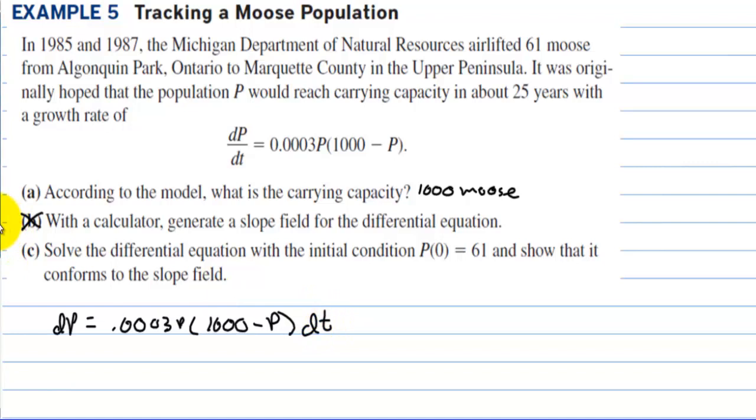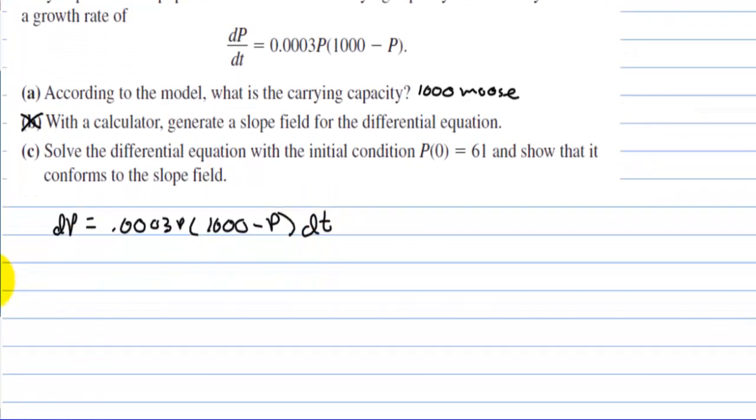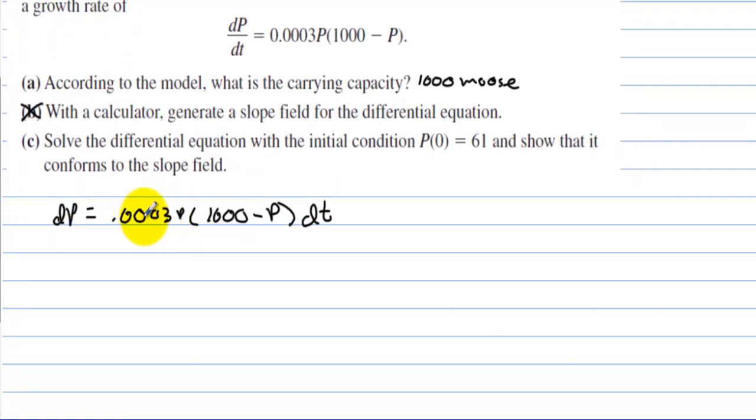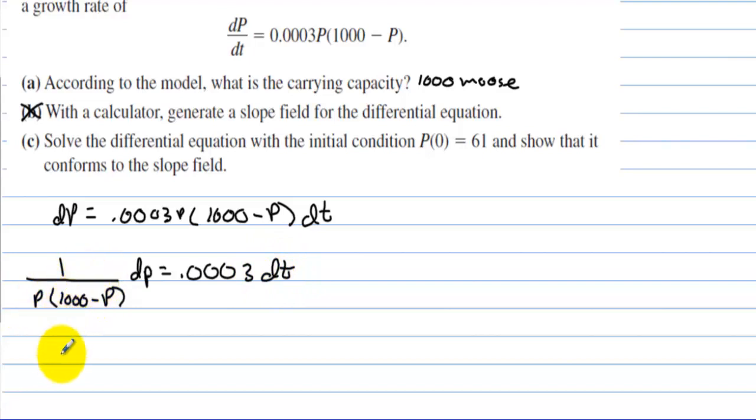We'll multiply the dt over. Now let's get the P's with the dP. We'll leave the constant on the right side. We have 1 over P times 1,000 minus P dP, that's equal to 0.0003 dt. We're going to have to do partial fractions on this side.